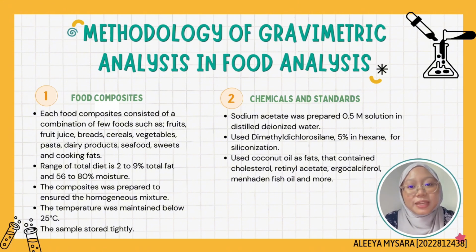The first step is the food composite. Each of the food composites consisted of a combination of a few foods such as fruit, fruit juice, vegetable, bread, cereals, and more. And each of the proportions represents a range of total diet consumption patterns. The composite was prepared in such a way as to produce a homogeneous mixture, and the temperature of the mixture was maintained below 25 degrees throughout the process.